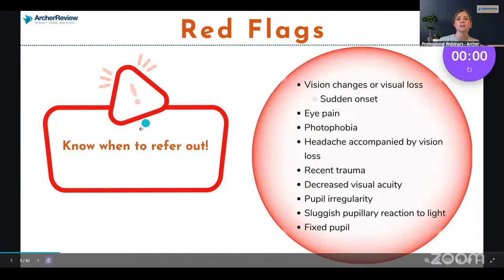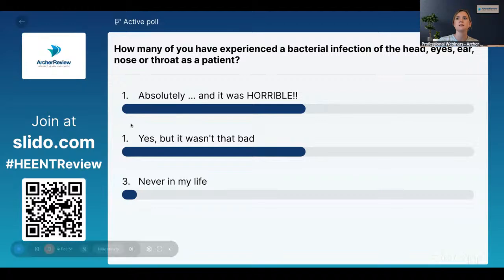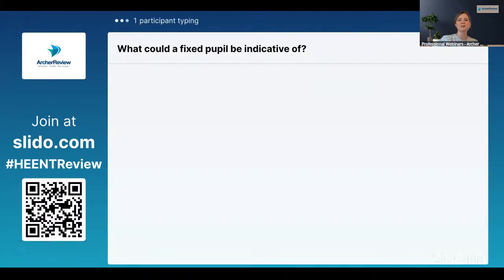So going back to Slido, a quick question. I said fixed pupil. What did you think of, or did anyone have anything come to mind when you think of a fixed pupil? What could it be indicative of? And don't hold back. You can literally say whatever comes to mind. It's all anonymous here. Nobody knows who's saying which responses. We got some people typing, so I'm going to give you a few seconds.